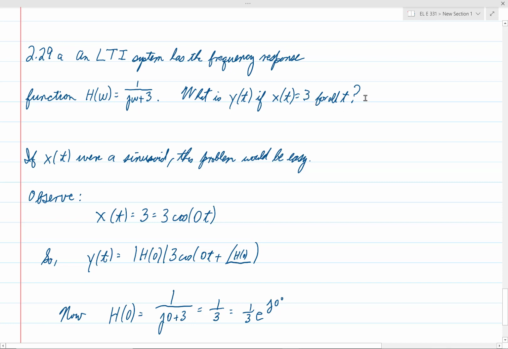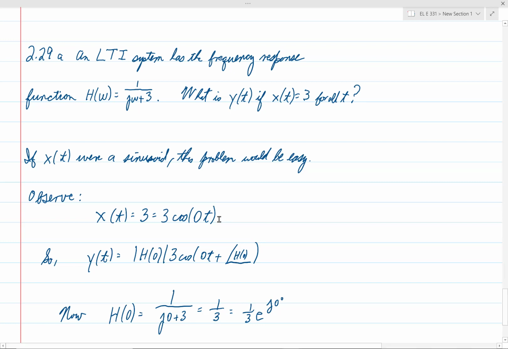Now at first it may look like this problem doesn't fit in with what we've been doing, because we've been trying to find the response to a sinusoidal signal, but this signal is a constant. Like I say here, if x of t were a sinusoid, the problem would be easy. But note the following. X of t in this case is 3, but that's the same thing as 3 times the cosine of 0t. So this could actually be considered as a sinusoid of 0 frequency. And that's the key to doing this very easily.